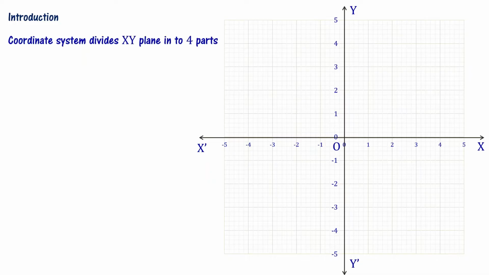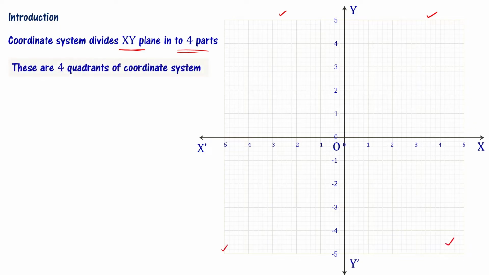Now, if you observe this, the coordinate system we said, right, Cartesian coordinate system, that has divided the xy plane into 4 parts, right? This is part 1, part 2, part 3 and part 4. These 4 parts are called 4 quadrants of the coordinate system. Please note this. It has divided into 4 parts, and the 4 parts are called the 4 quadrants of the coordinate system. This is called quadrant 1.